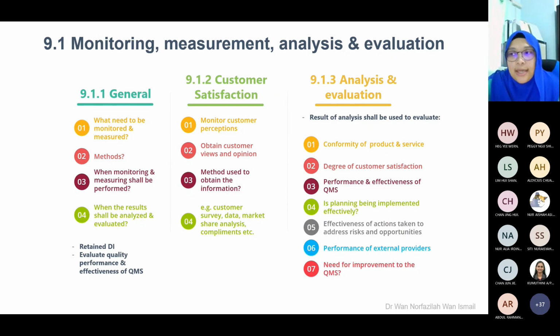But in class yesterday, I told you that we have high-tech equipment in UMP, in FIS. So that equipment can also be monitored and measured for their performance. After a long time of use, what is the performance of our equipment? So you need to identify what needs to be monitored and measured. You can also monitor the environment of the lab.